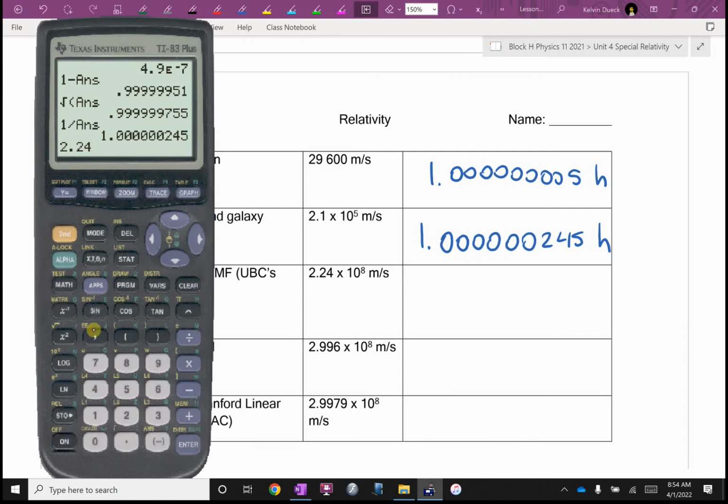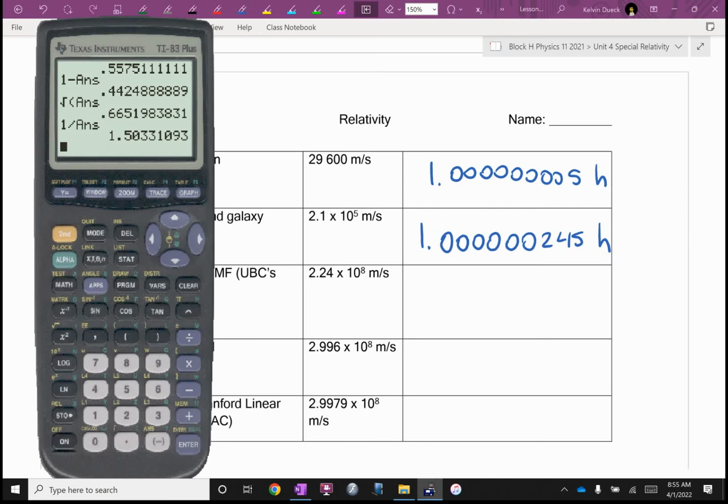2.24 scientific notation button 8 divided by 3 scientific notation button 8 squared. 1 minus that, square root of that answer, 1 divided by that answer. Now we're getting a little more interesting.